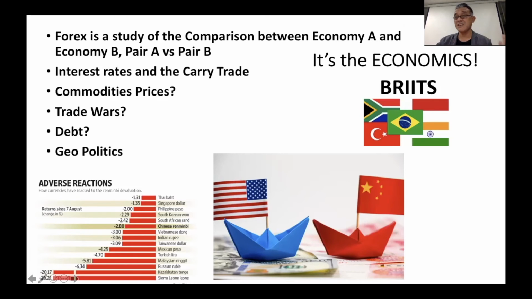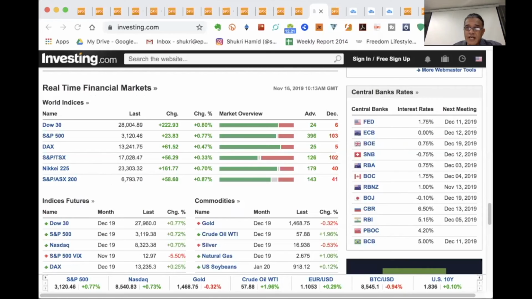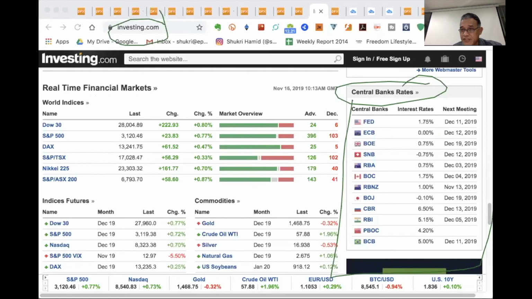So let's see interest rates. And you can see how this really makes sense in the real world. Let's see the interest rates of some countries now. Here are the quotes on the first page of investing.com, where you see central bank rate. This is essentially the interest rates, okay? So the Fed is the USA. You see their rate here at 1.75, and you see the European Central Bank at 0.